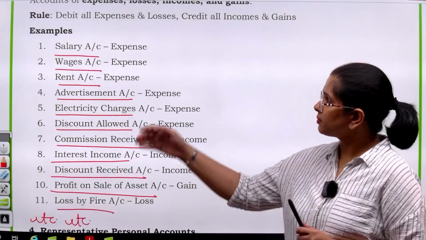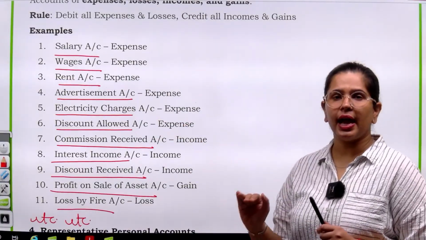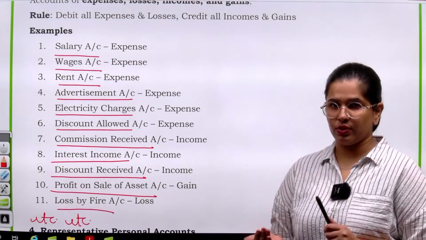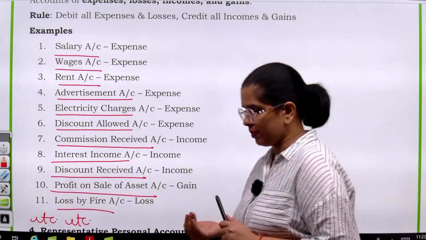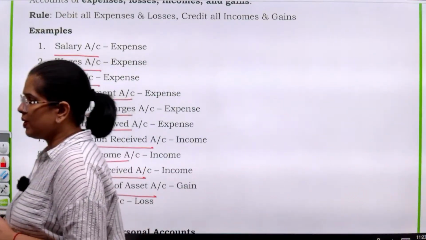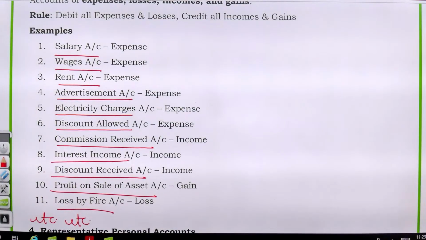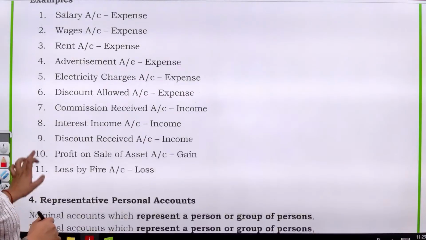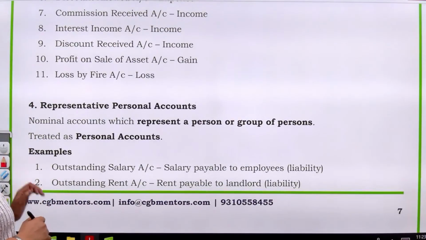Fine. So, these are all the kinds of your nominal accounts. Now, whatever kind of income and expenses related accounts you can see, they will be accounted for over here. All of them will be nominal accounts. Now let's talk about the representative personal account.